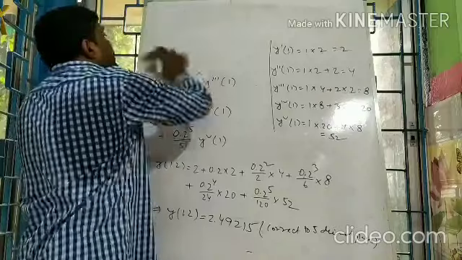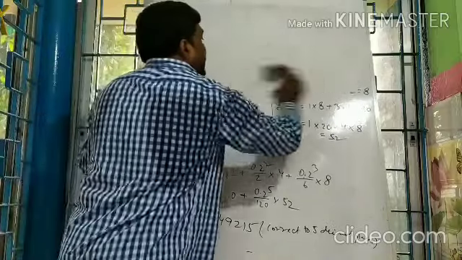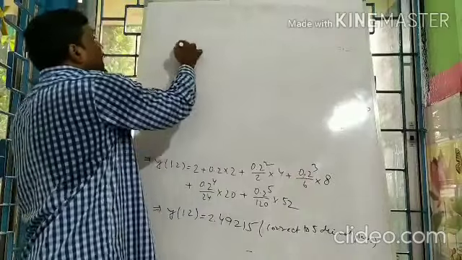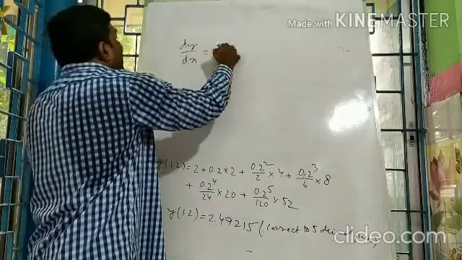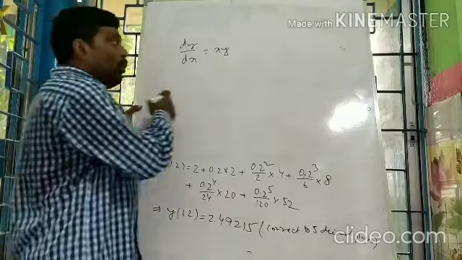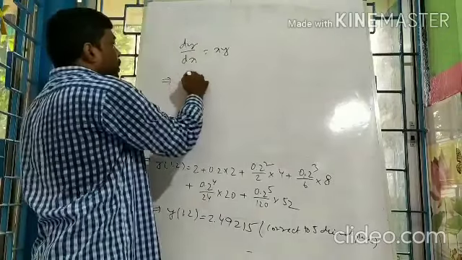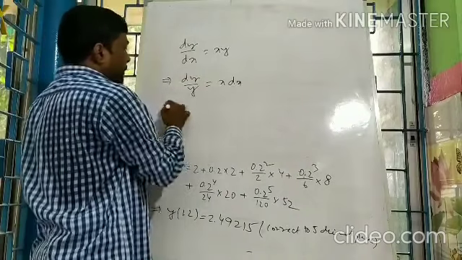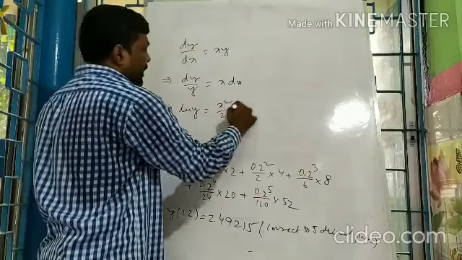Now we have to calculate the absolute error. So first we need the exact value. The differential equation is dy by dx equals x into y. So dy by y equals x dx. So ln y equals x square by 2 plus ln c.